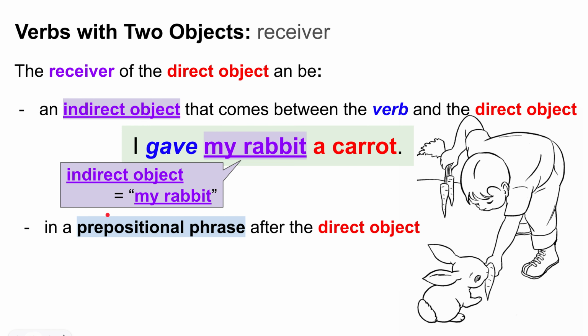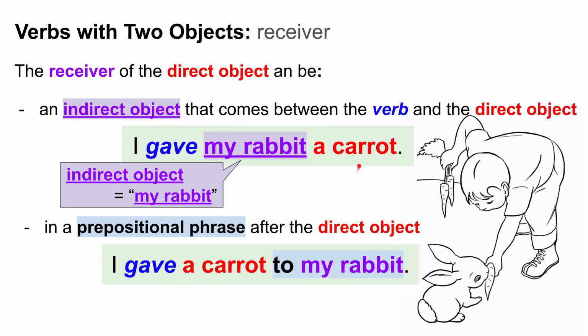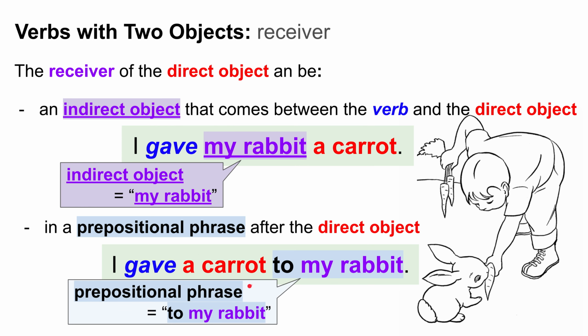The receiver can also be in a prepositional phrase after the direct object. Once again, a carrot is the direct object. So let's look at this. I gave a carrot to my rabbit. To my rabbit is a prepositional phrase, and my rabbit, the receiver of the carrot, is in the prepositional phrase, to my rabbit.